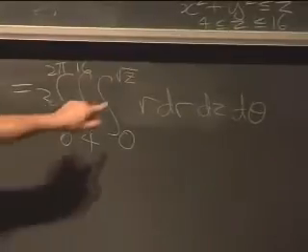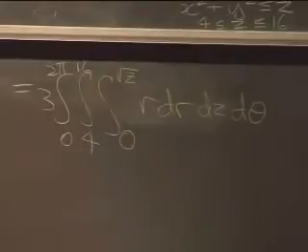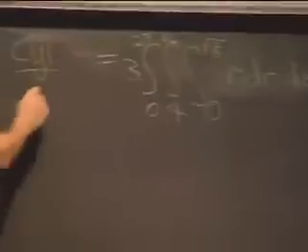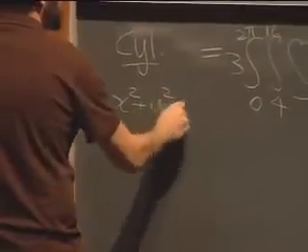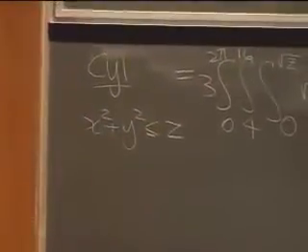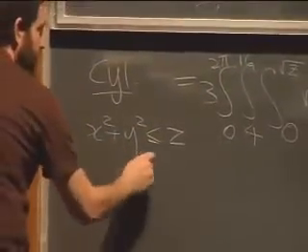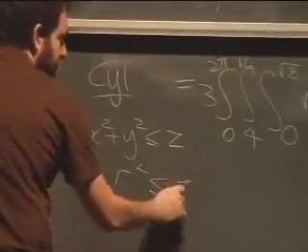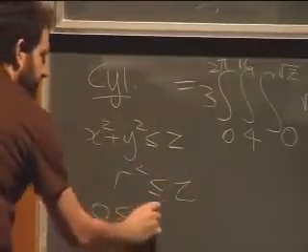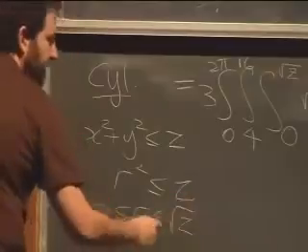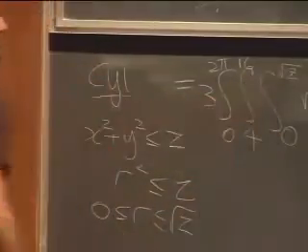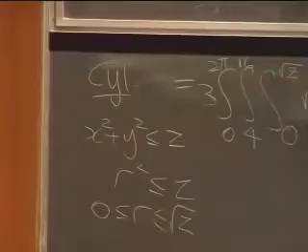So that's how you've got to set it up in cylindrical coordinates. The tricky part is this root z here. Again, we need x squared plus y squared. Here it is algebraically: x squared plus y squared is less than or equal to z. So r squared is less than or equal to z. So r has to be between 0 and root z. And there it is. r goes from 0 to root z. Okay, I better compute this.